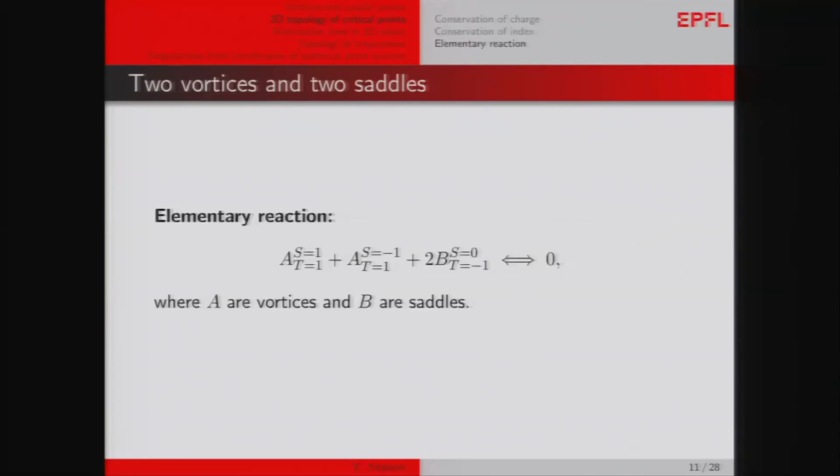And from what I said before, all those conservation of charge and indices, then we can define an elementary reaction. Basically, you have A, that are vortices, and B, saddles, and you will have this elementary reaction that makes our system stable, that is having a vortex with a charge 1, then a vortex with charge -1, and then 2 saddle points. And then this system is stable. You can just have those that are not trying to destroy each other.